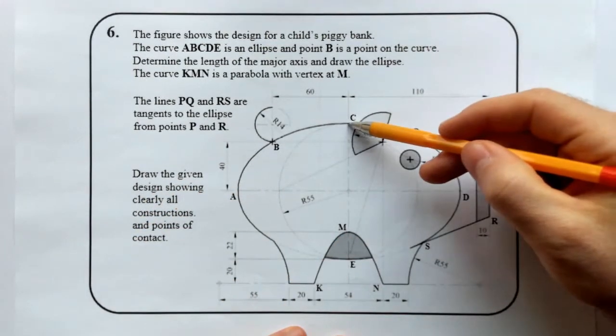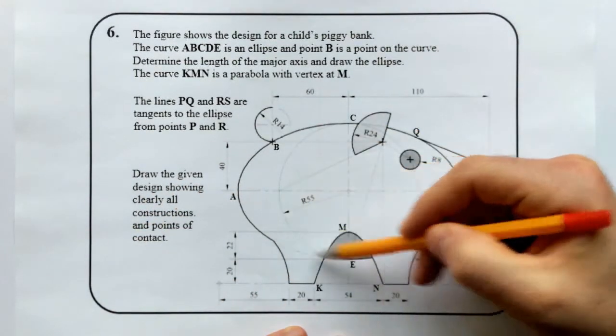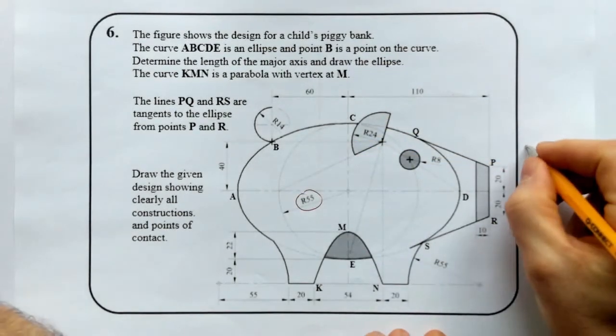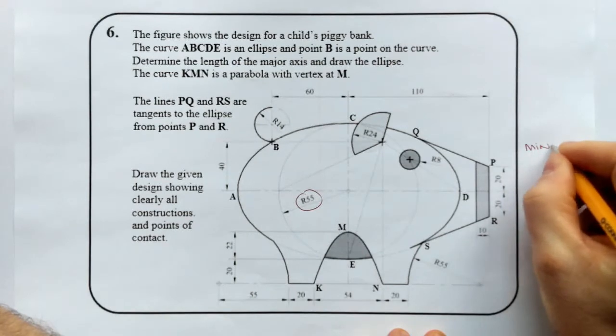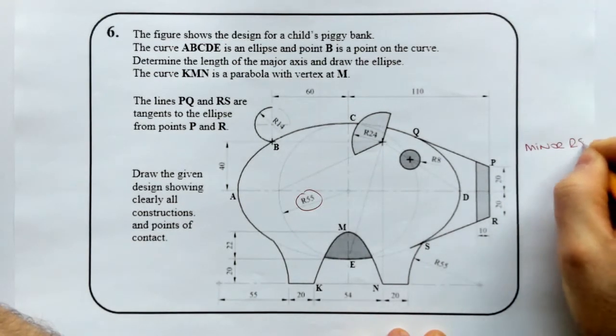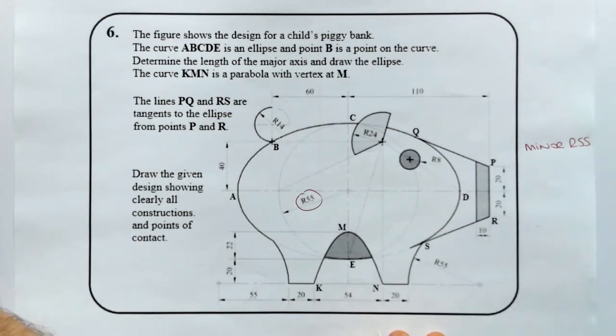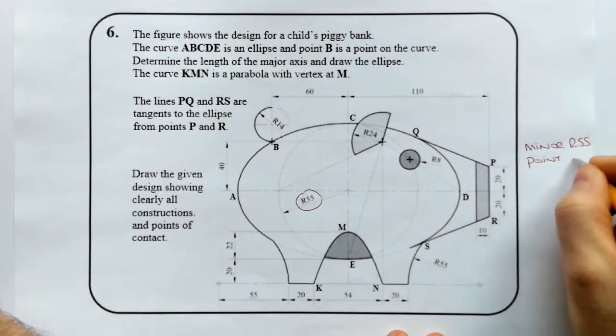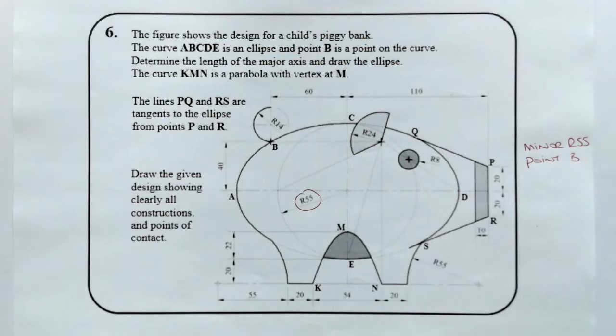So we do have the dimension from C to E because it tells us in here the minor circle has a radius of 55. So just writing that down, I do know I have the minor, and I'll write in radius 55 there. So I know that, and I also have a point B on the curve. So using those two bits of information, we're going to have to locate our major axis. They haven't given us the focal point, so that's what we're going to have to do to find it.